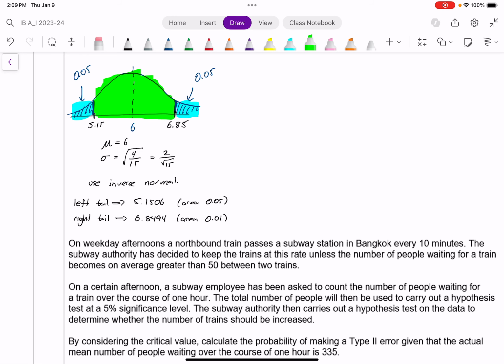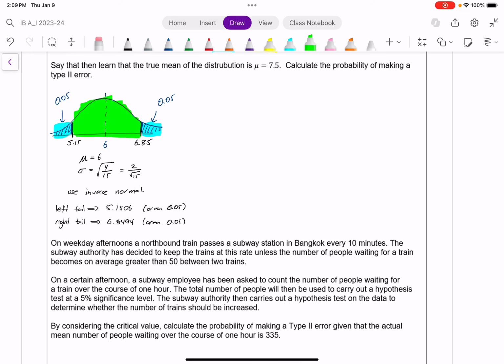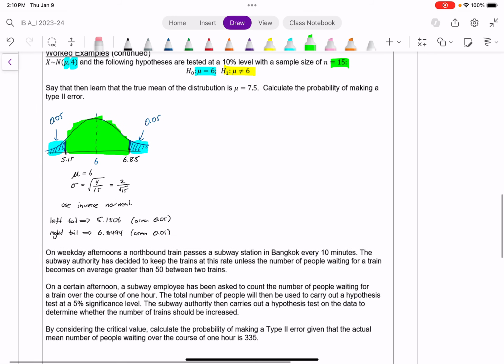Depends on your GDC. So now, those are the critical values, assuming our null hypothesis is true. But what if we then determine that it looks like our null hypothesis is wrong, but we don't realize it? What if the mean was actually 7.5? What is the probability that we'll miss that?